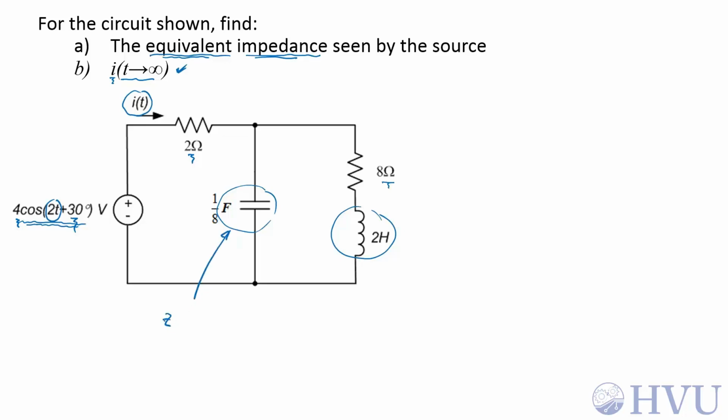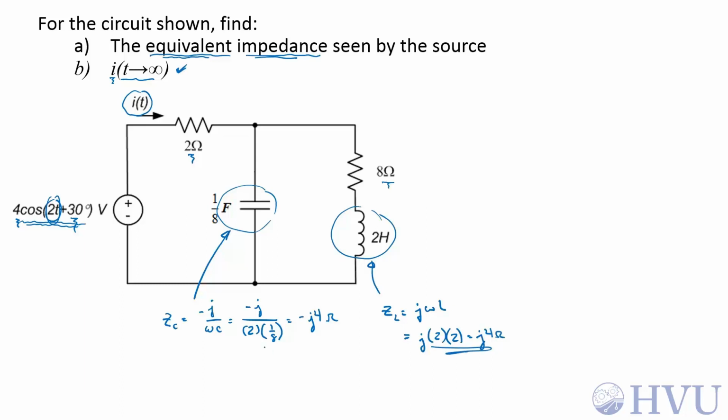domain. The impedance for a capacitor is minus j over omega times C, so that's minus j over omega, which is 2 radians per second. The capacitance is 1 over 8 farads, so this becomes minus j4 ohms. The inductor's impedance is going to be j times omega times L, which is going to be j times omega, which is still 2 radians per second. L is 2 henries, so this becomes j4 ohms.